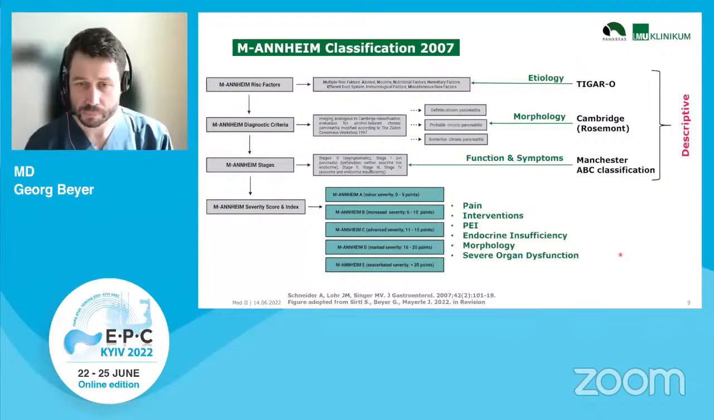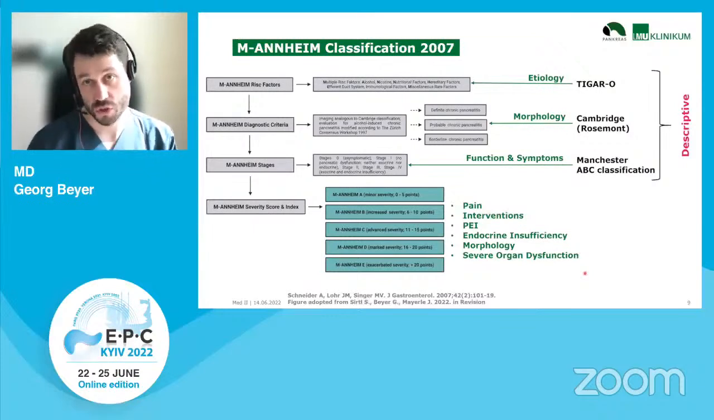And here the authors suggested assigning certain point values to all those above mentioned features and also added a number of new ones, which were pain, need for interventions, and distant organ dysfunction. And the idea was the more points you collect, the more severe the disease is.